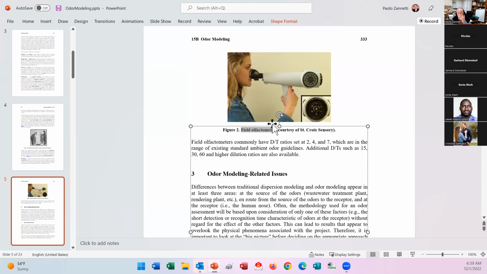So this is a simple instrument that allows you to measure the intensity of the odor at a certain location at a certain time.